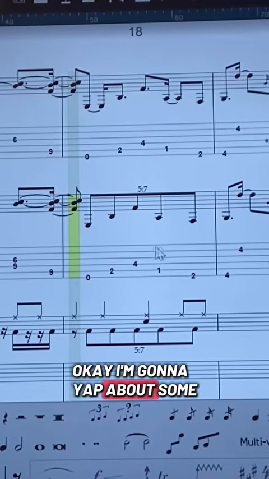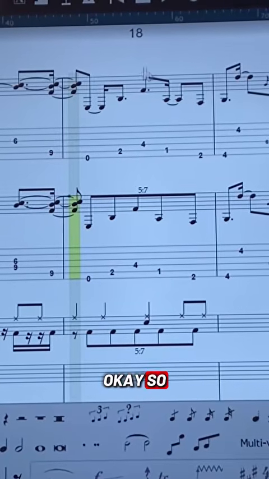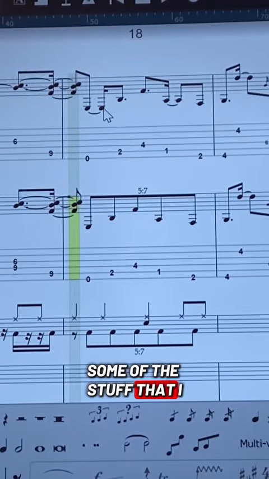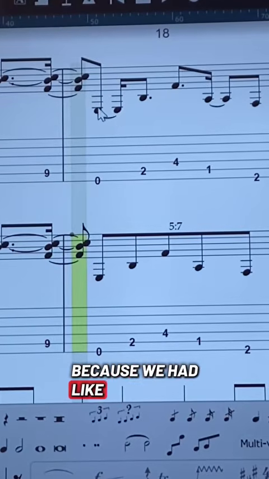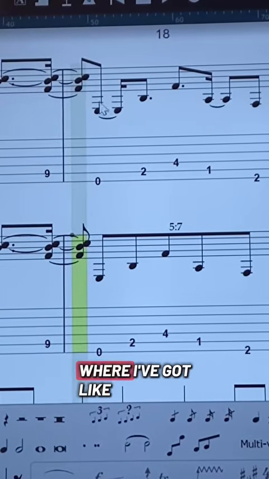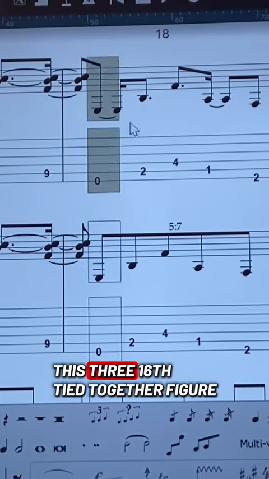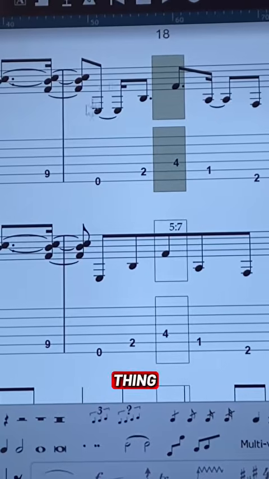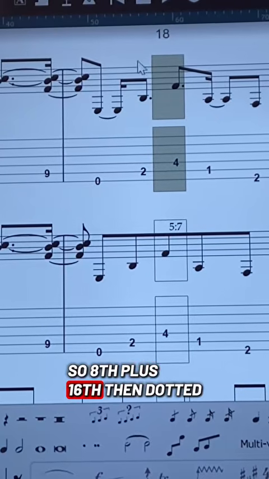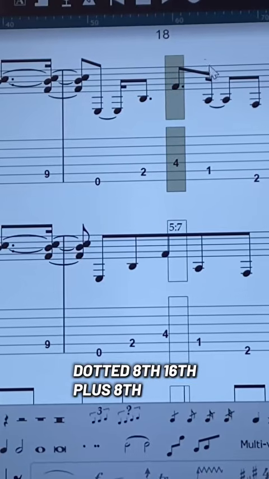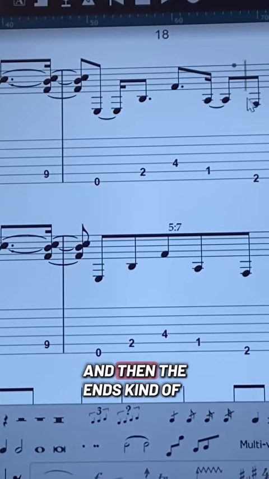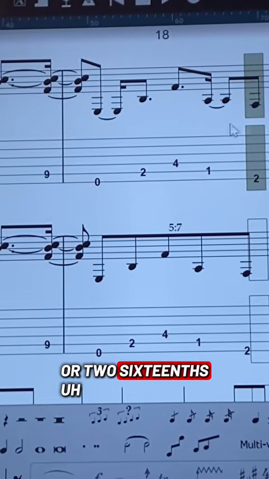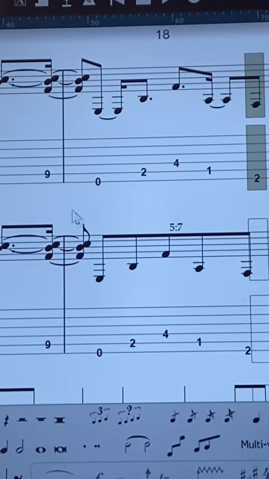Okay, I'm gonna yap about some theory stuff for a second. One of the reasons it takes so long for me to write some of the stuff I conceptualize is because of situations like this one, where I've got this 3/16 tied together figure, like a dotted eighth. So eighth plus 16th, then dotted eighth, 16th plus eighth, and then it ends rounded off with two 16ths that combine to an eighth right here.